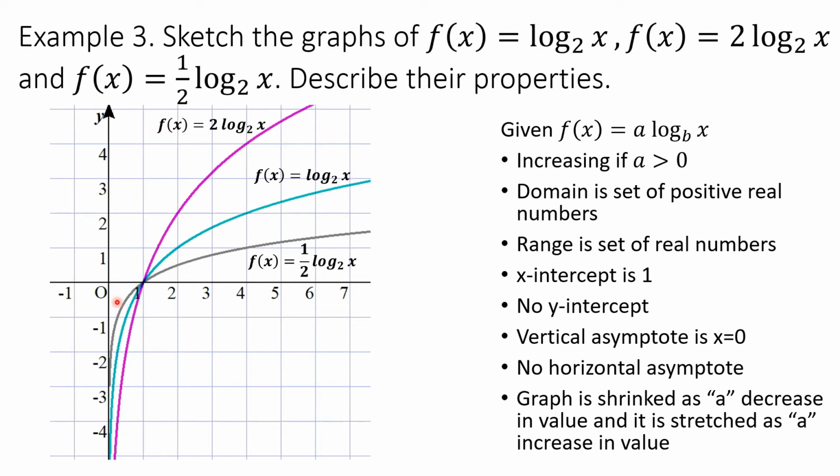And the distinguishable property of this is that the graph is shrunk as a decreases in value and it is stretched as a increases in value. Notice from 1, when it became 2, the value of a there increased, the graph is stretched from blue to purple. And from 1 to 1/2, where the value of a decreased, the graph is shrunk from blue to gray.